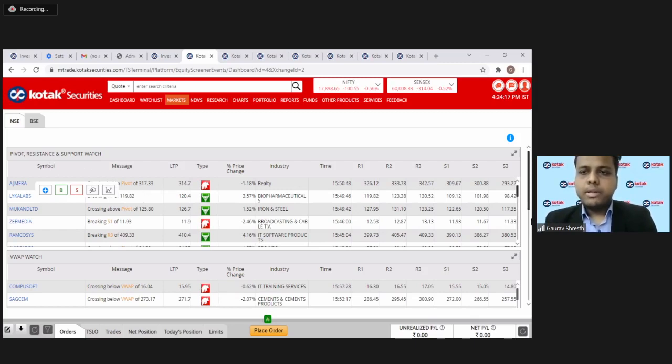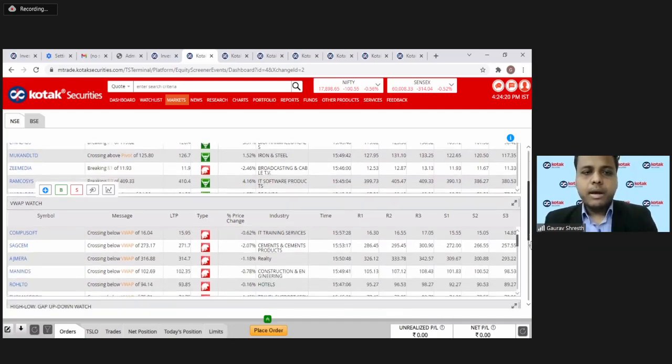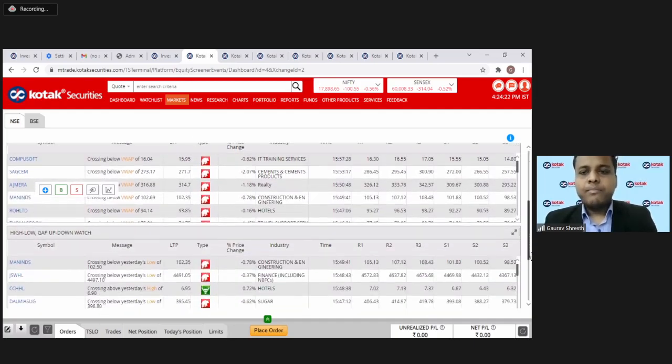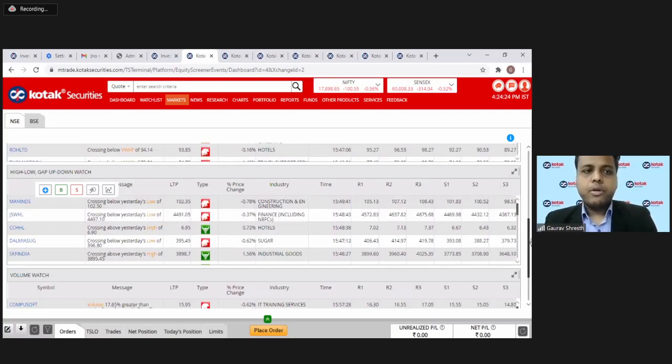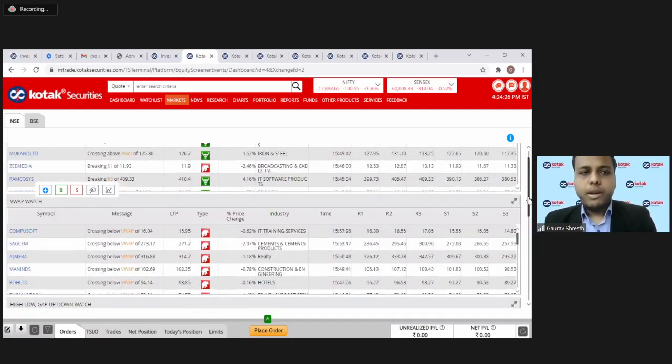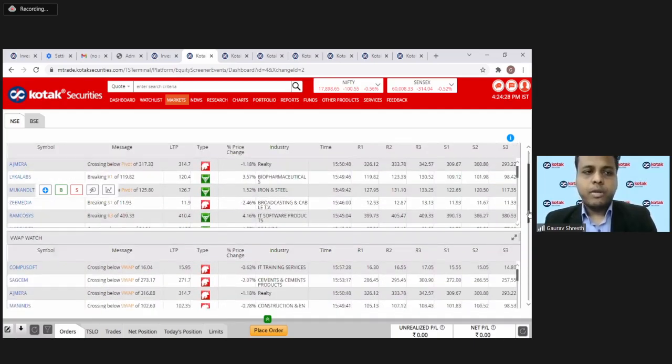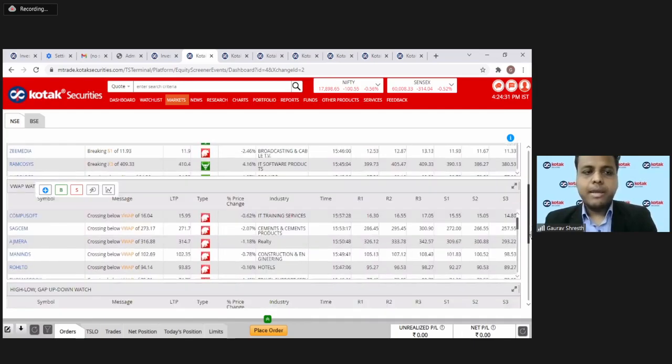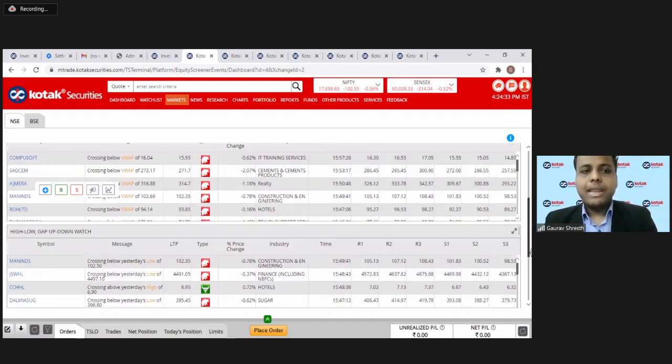Similarly, if you go down, the other features which we covered in the screener will also be available. Support and resistance and pivot point will be the first point. Then there will be the volume watch, which is the second point, and the third will be the high and low and gap up and gap down watch.